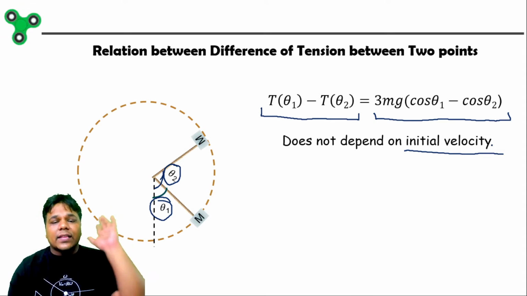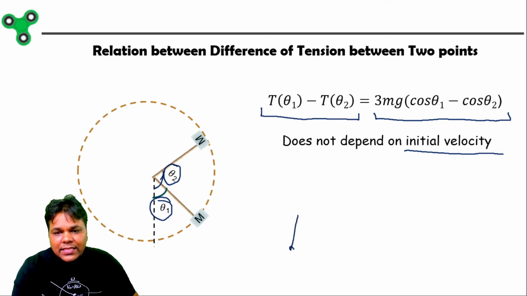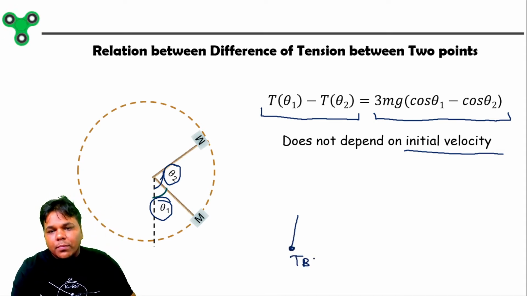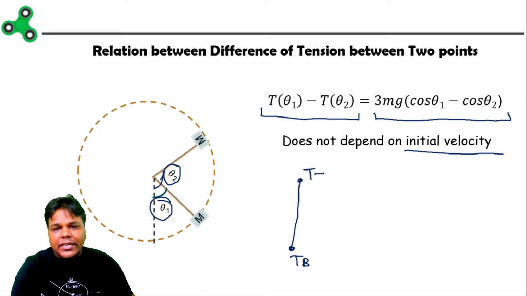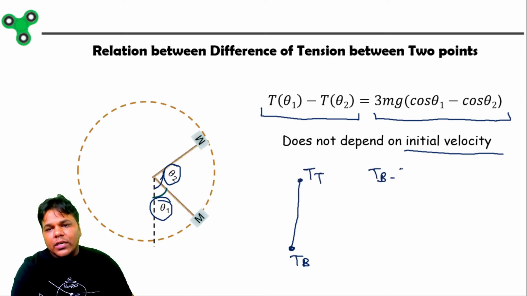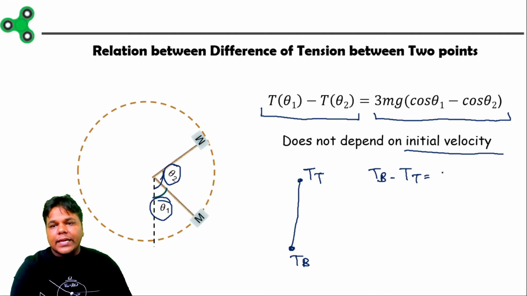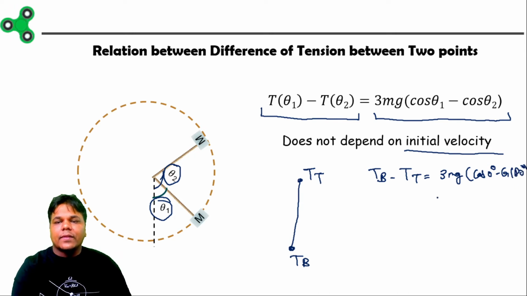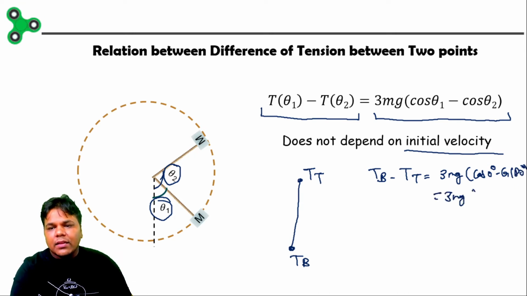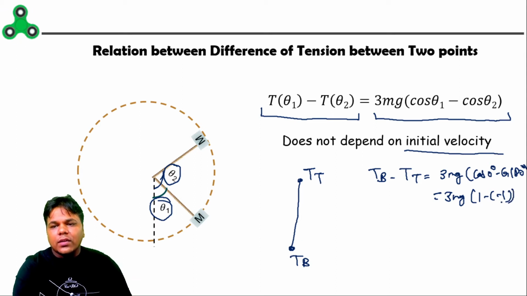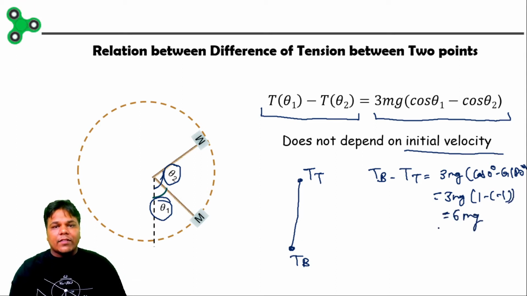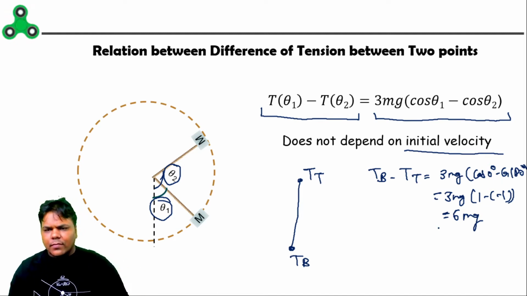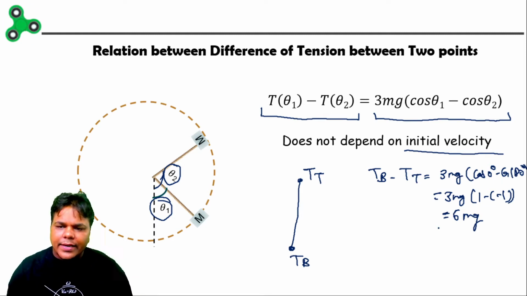You can do anything. Suppose this is the tension at the bottom and this point is the tension at the top. So tension at bottom minus tension at top is 3 mg (cos 0 degree minus cos 180 degree). It will be 3 mg (1 minus minus 1), and it will be 6 mg. It's as simple as that, right?